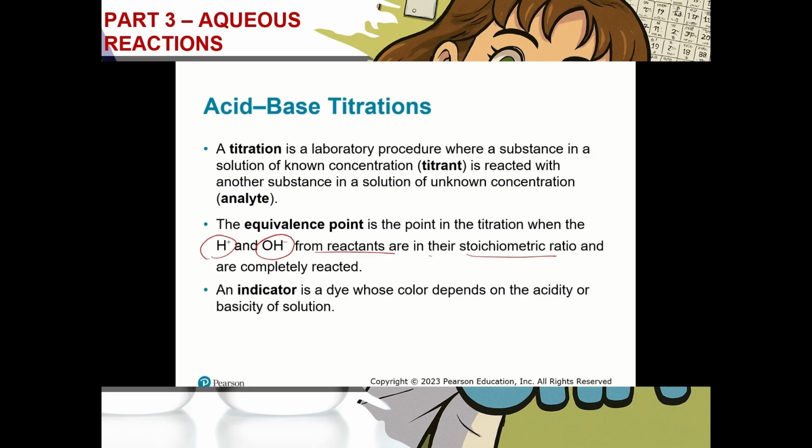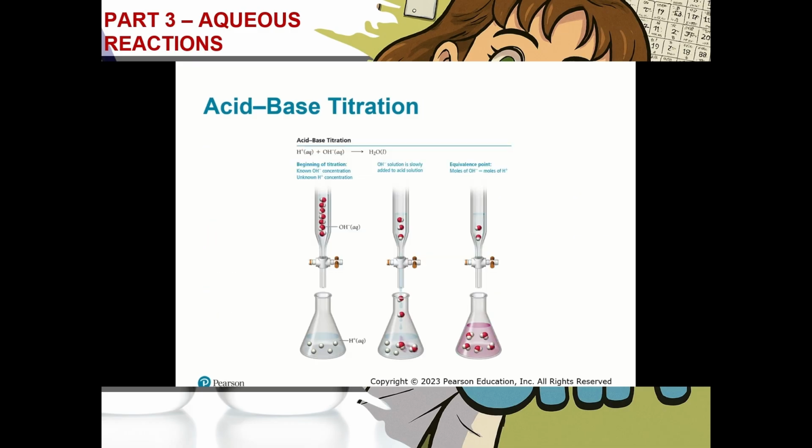So an indicator is a dye whose color depends on the acidity or basicity of the solution. In this case, we have phenolphthalein, which is going to turn pink if you have a basic solution. So when you start your titration, after a while you're going to see the solution getting a little pink color, but then the color will vanish. So you stop when you have a very light pink for at least 30 seconds. That means you have your stoichiometric point.